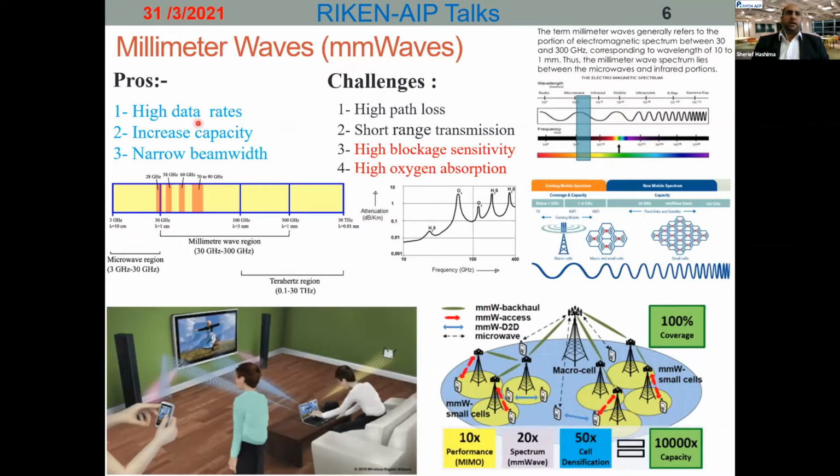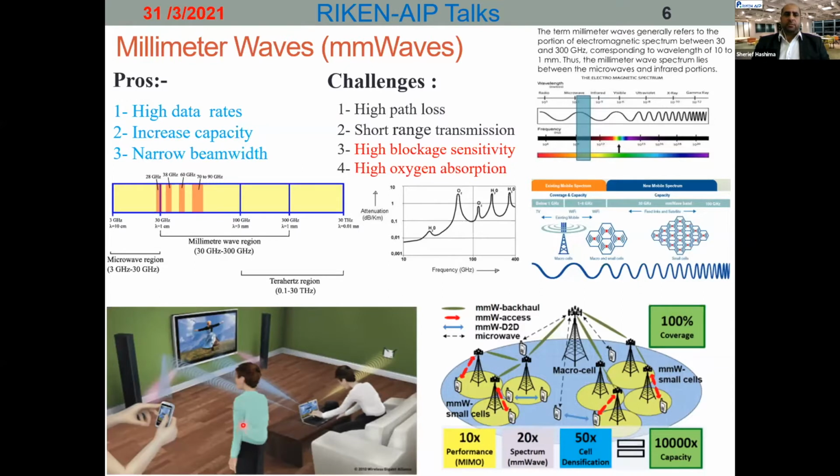It has high data rates and high capacity, and narrow beam widths, which give a stronger signal to noise ratio, but it has some challenges like high path loss. It's attenuated because of its short wavelengths and short range transmission. Also high blockage sensitivity. Here, this is the transmitter for the TV of millimeter wave.